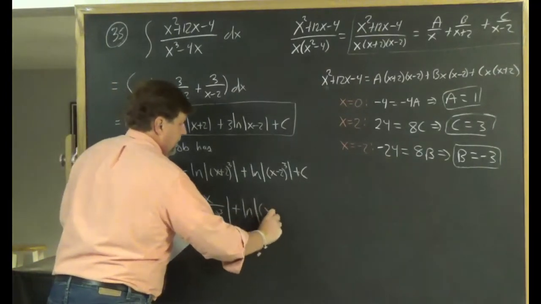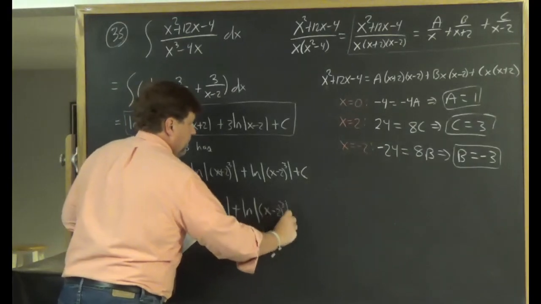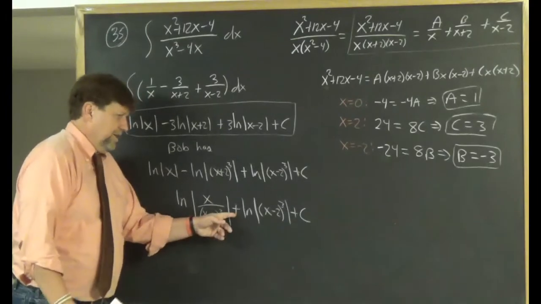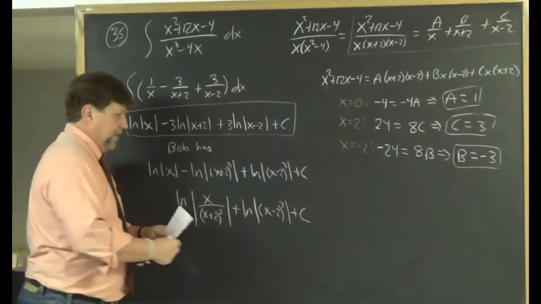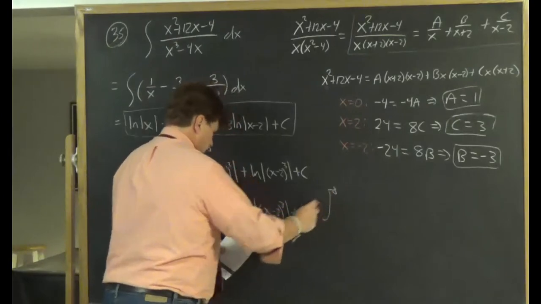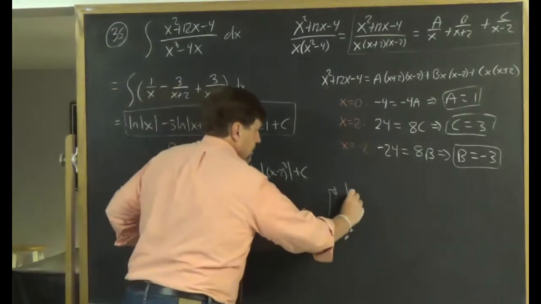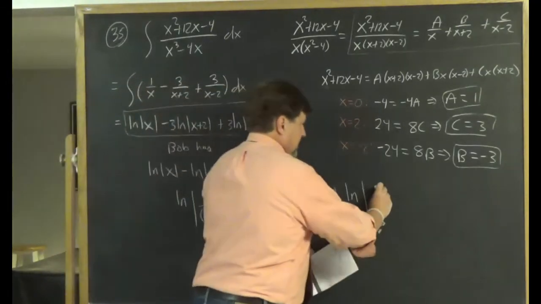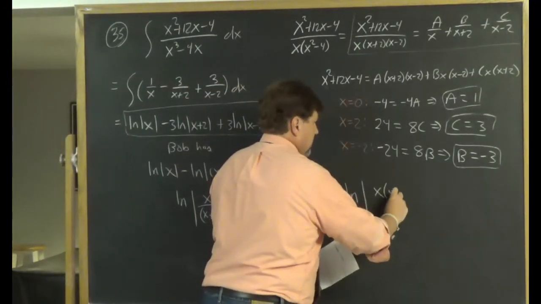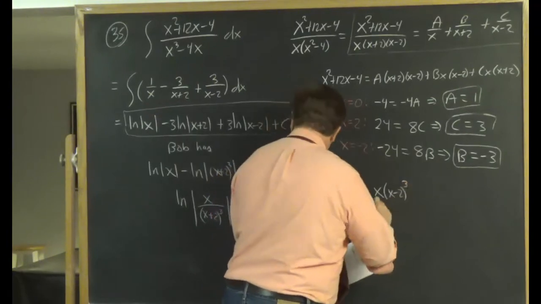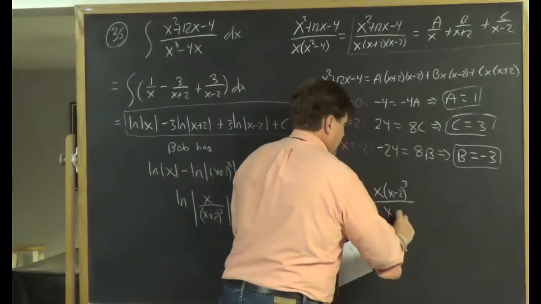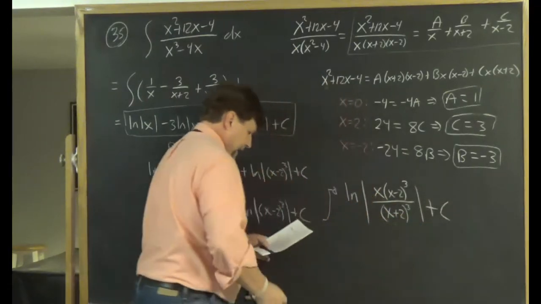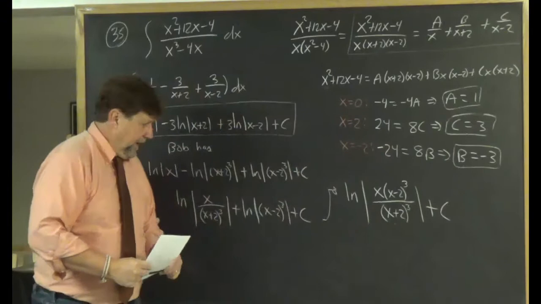And then I think the back of the book would finally use a law of logarithms that addition can be rewritten as multiplication. So you get the natural log of absolute value of this times this. So x times x minus 2 cubed over x plus 2 cubed, plus c. Now I think this is what the back of the book would have.